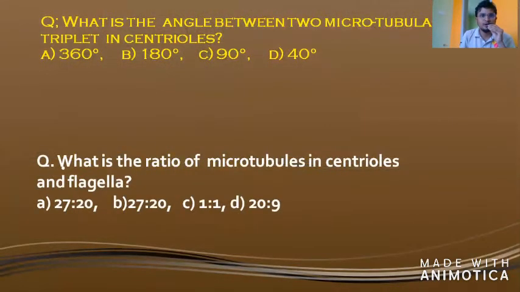So the two important questions have been retrieved on the centriole structure and the flagella. First we shall read the question, then we shall discuss the figure, how it looks, then again we'll come to the question. Now see, what is the angle between two microtubular triplets in the centriole? That means they are asking about the microtubular triplet, its structure and the angle in between. And the second question deals with the ratio of the microtubules in the centrioles and flagella.